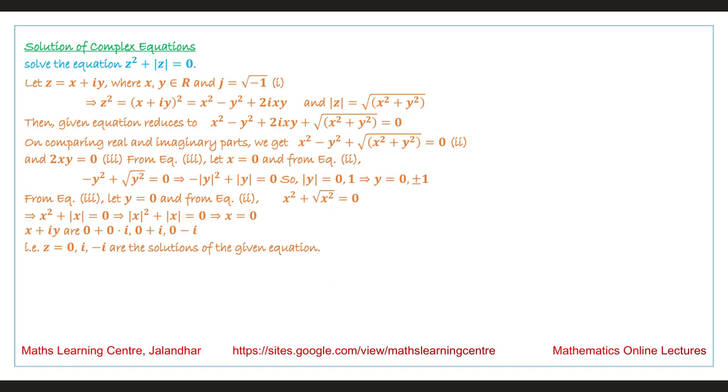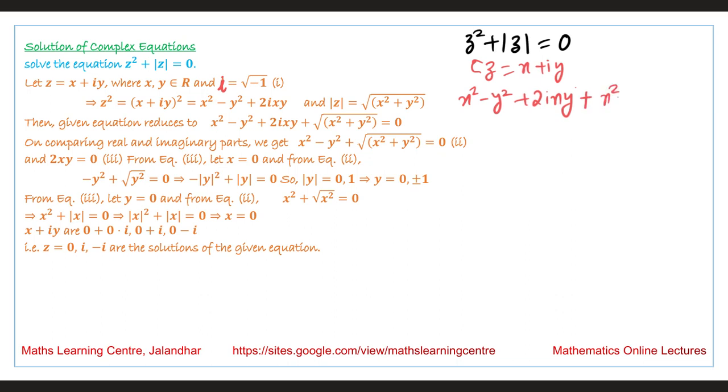Next we are going to solve certain problems related to complex equations. The first is to solve the equation z square plus mod of z is equal to 0. If we substitute z is equal to x plus iota y in this equation, we obtain x square minus y square plus 2 iota xy plus mod of this term, which will be square root of x square plus y square, is equal to 0.